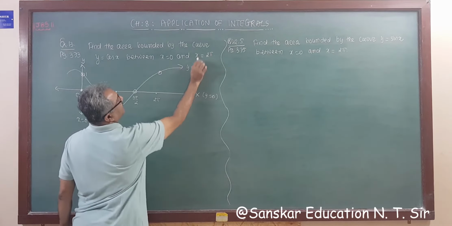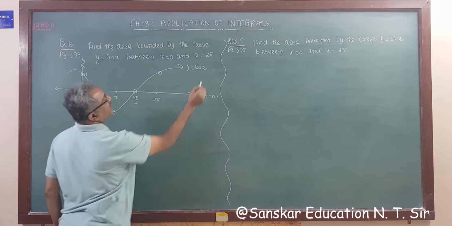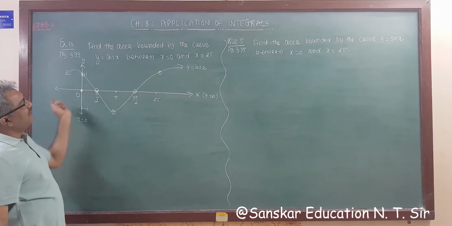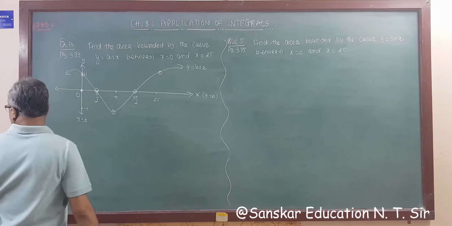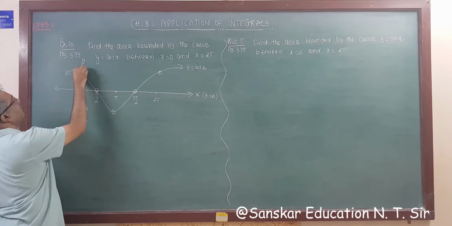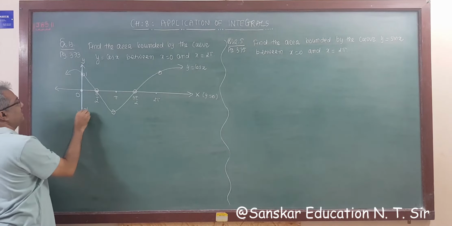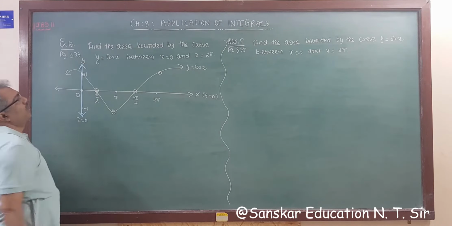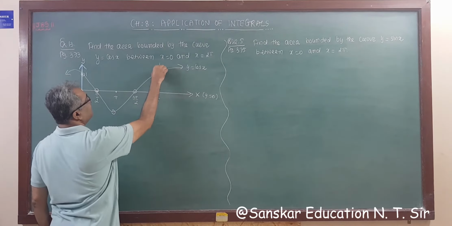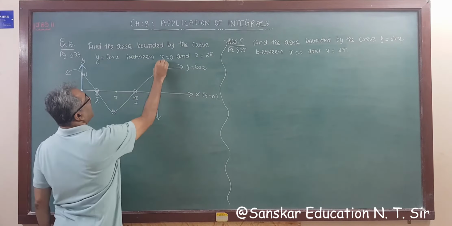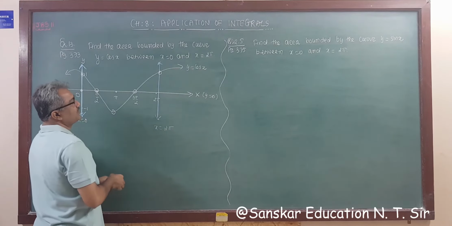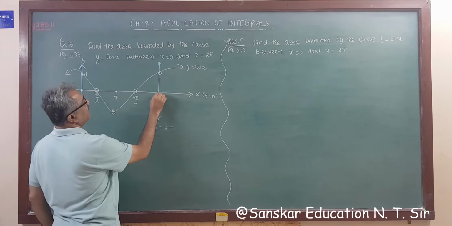So we have to find the area bounded by y is equal to cos x, meaning this graph, the line x equal to 0, that means this line, and x is equal to 2 pi. So x is equal to 2 pi is somewhere here. This is the line x is equal to 2 pi.